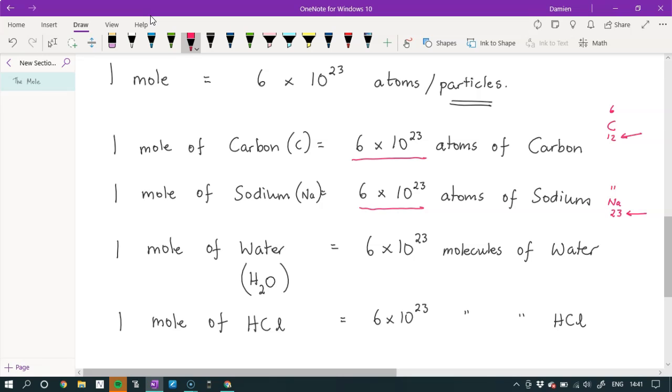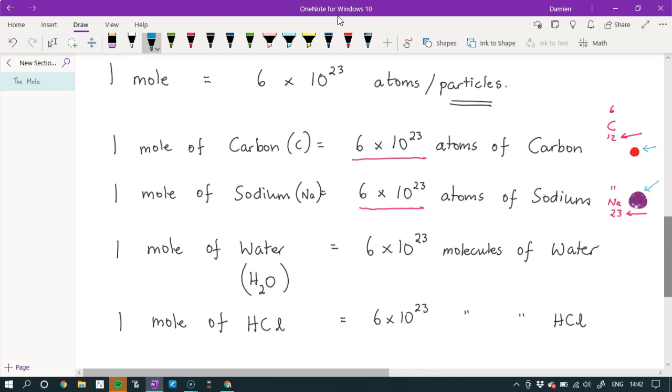So if you think about it, having 6 by 10 to the 23 atoms of carbon, let's say this is your carbon atom, the sodium atom is going to be bigger. So having 6 by 10 to the 23 carbon atoms is not the same as having 6 by 10 to the 23 of the sodium atoms, because they're much bigger. It's like saying if you had 6 marbles compared to 6 cars. You have 6 of both of them, but the size and the mass is not the same.